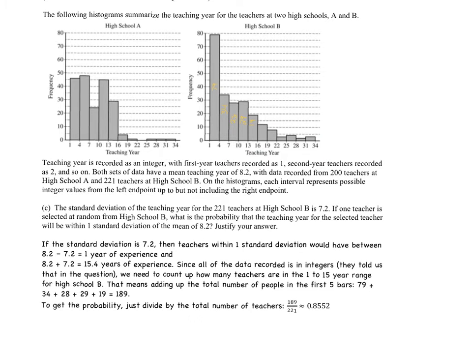In part C, they tell you the standard deviation is 7.2 for high school B, and they want to know the probability that a randomly selected teacher is within one standard deviation of 8.2. Now, one big word of warning. Do not use your z-chart. This question is worded like problems we've done before. What's the probability of being within one standard deviation of the mean? But these two distributions are definitely not normal. They are both skew right, so we should not use the z-chart.